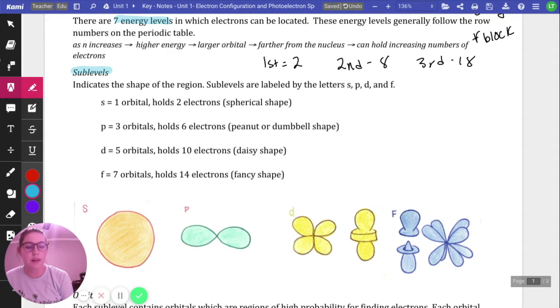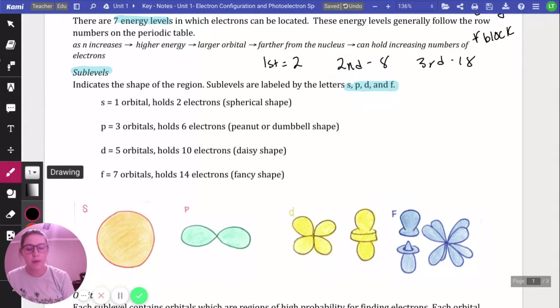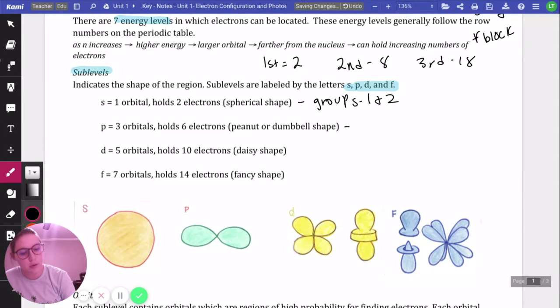Sublevels are labeled by the letters S, P, D, and F. Our S sublevel is 1 orbital and it holds 2 electrons. It's a spherical shape, so S is spherical. On our periodic table, the S electrons are in groups 1 and 2. Then P is 3 orbitals and holds 6 electrons. It's peanut or dumbbell shaped. Our P orbital is groups 13 through 18.